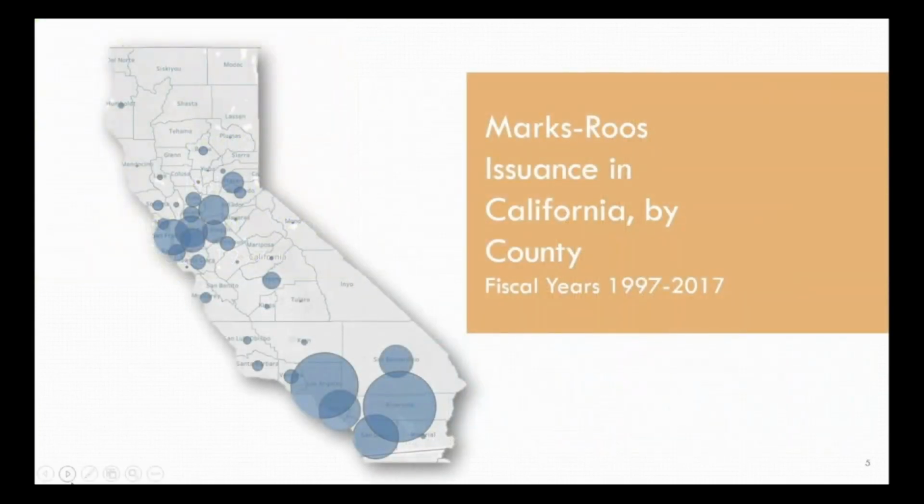Here's another look at the use of Marks-Roos bonds geographically by county. Soon, Cdiac will be publishing an upcoming article about this 20-year period of Marks-Roos issuance in our monthly newsletter, Deadline. So now that you have seen a quick overview of past Marks-Roos issuance in California, I'll turn it over to Nova. Nova? Thank you, Tara.